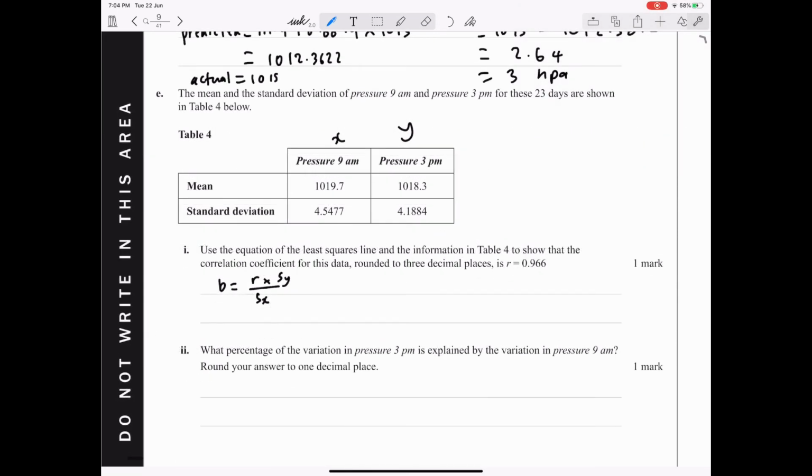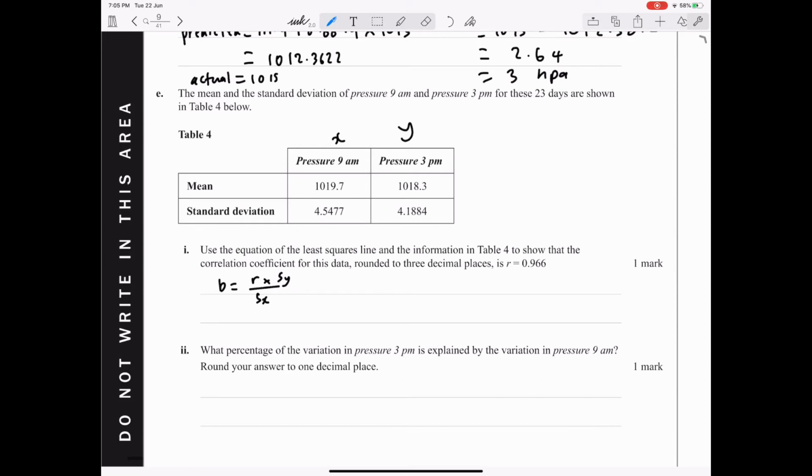5 EI. The mean and standard deviation of the pressure at 9 a.m. and pressure at 3 p.m. for these 23 days are shown in Table 4 below. Use the equation of the least squares line and the information in Table 4 to show that the correlation coefficient for this data, round to 3 decimal places, is R equals 0.966. So to do this, we need to know the rule for the value of the slope. And here it is over here. B equals the value of the correlation coefficient times the standard deviation of y on the standard deviation of x.